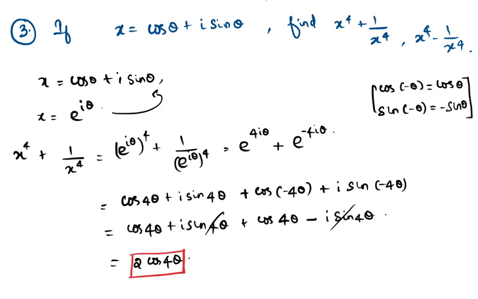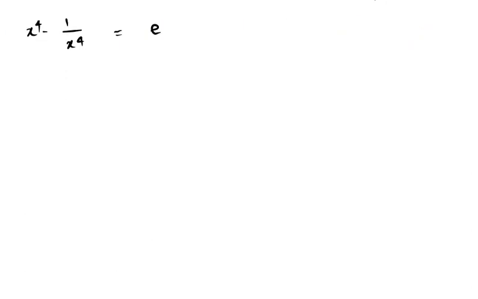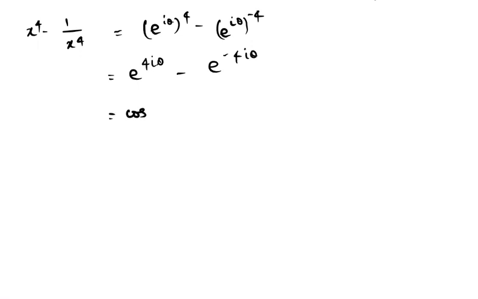Now let us find out the answer for x power 4 minus 1 by x power 4. So we are going to use the same condition to find out the answer. So this will become e power I theta the whole power 4 minus e power I theta the whole power minus 4. Now this will become e power 4i theta minus e power minus 4i theta. So this can be expanded using the principle cos theta plus I sin theta.